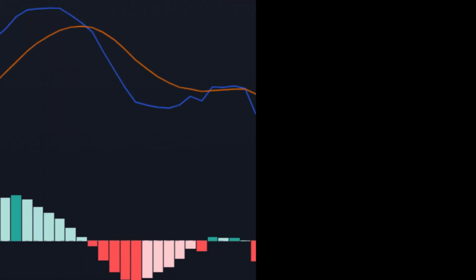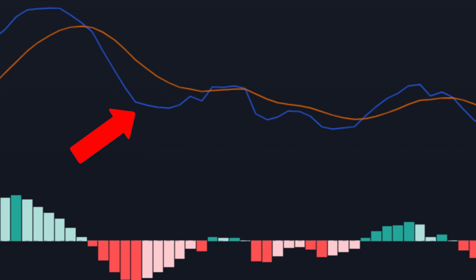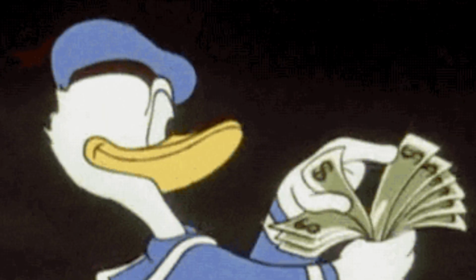The MACD has four components: the MACD line, the signal line, the histogram, and finally, the zero line. This strategy consists of buying when the MACD line crosses above the signal line and selling when the signal line crosses above the MACD line. Let's see how profitable this strategy is.